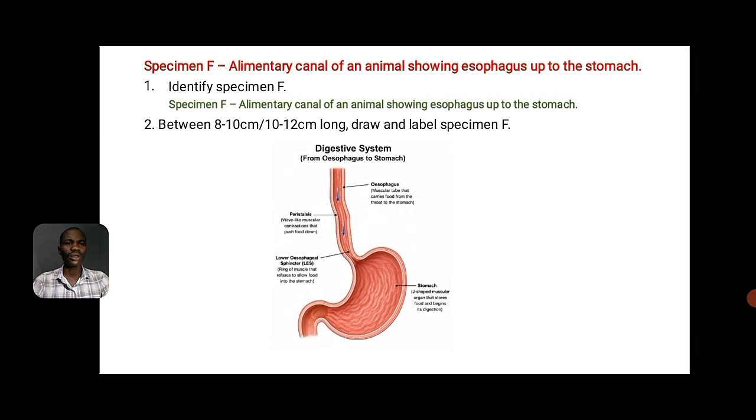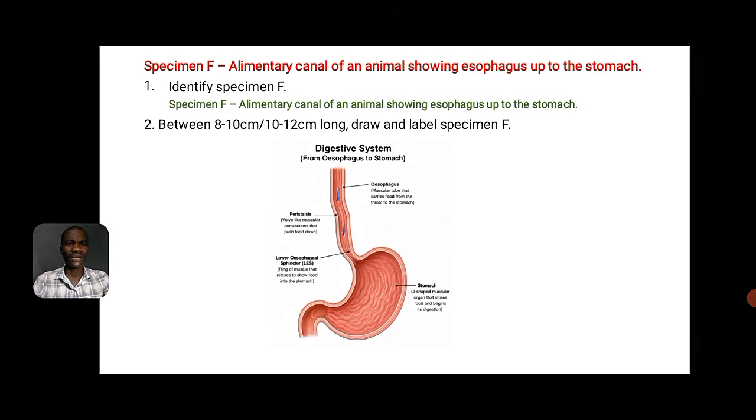So you are going to draw your diagram like this, and then you have the esophagus, you have the neck of the stomach above, that's where you have the pyloric sphincter, and then you have the stomach itself. Then the last curve, that is the junction between the stomach and the duodenum, which is the first part of the small intestine. The duodenum is directly attached to the stomach.